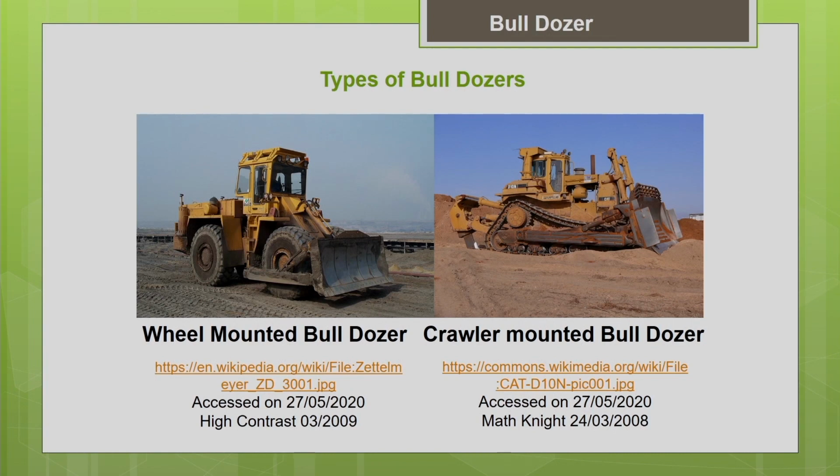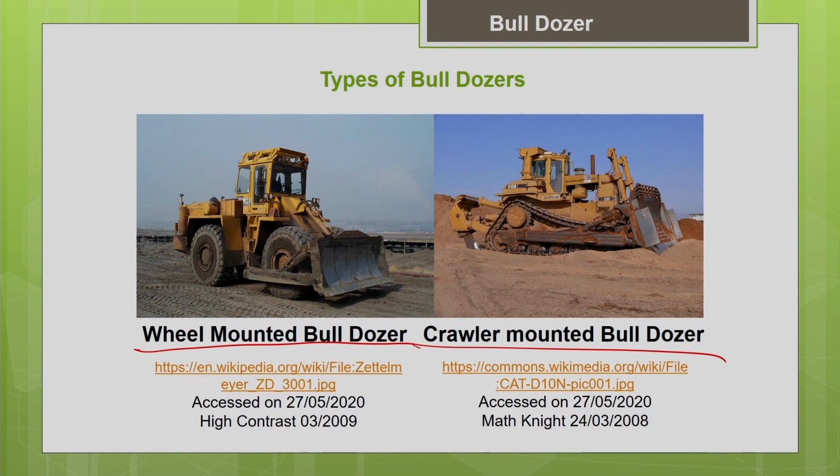Now let us look into the different types of bulldozers based upon the mounting. There are two possible mountings. One is the wheel mounted bulldozer, the other one is the crawler. Crawler is nothing but track mounted. You can see the chain type of track. Now let us compare the merits and demerits of both cases.